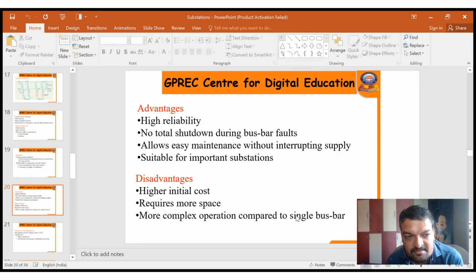Coming to the disadvantages, it has a higher initial cost. It requires more space and more complex operation compared to single bus bar. It has a high initial cost because we require another bus bar. Both the main bus bar and spare bus bar are connected to the bus coupler, so we require additional equipment like isolators and circuit breakers, and also require parallel operation of bus bars. So it requires more space and is quite complex compared to the single bus bar.